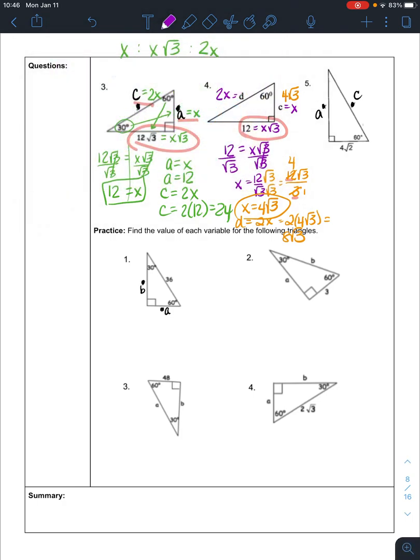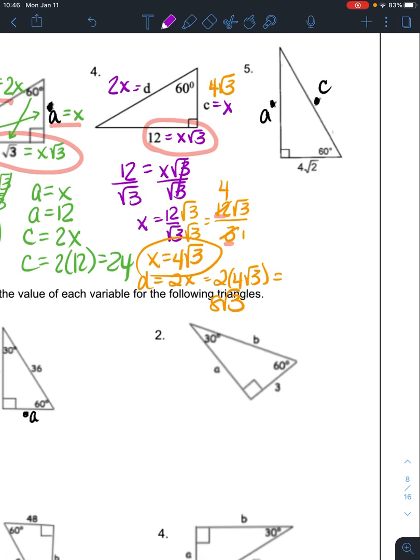So if we look at number 5, we have 4 root 2. Well, 4 root 2, that's the short leg, so that's going to be my x. Your c is your hypotenuse, so that's your 2x, and your a is your long leg, so that's your x root 3 side. Well, we've got our labels, then we've got our solving. It's already been done. So x is equal to 4 root 2.